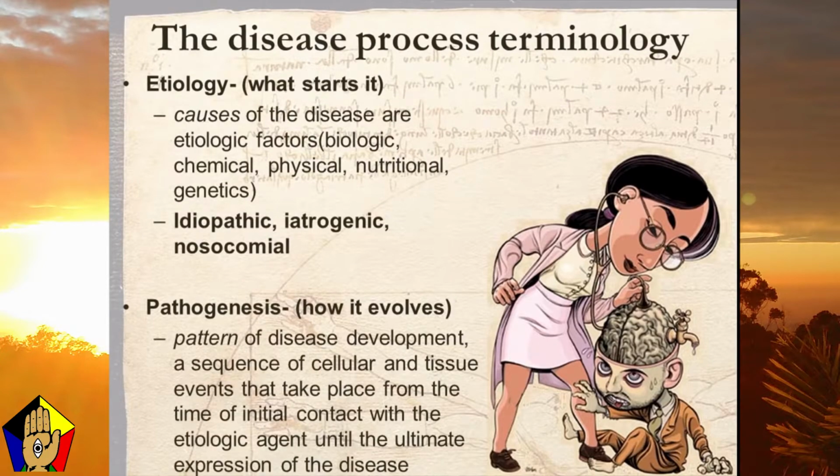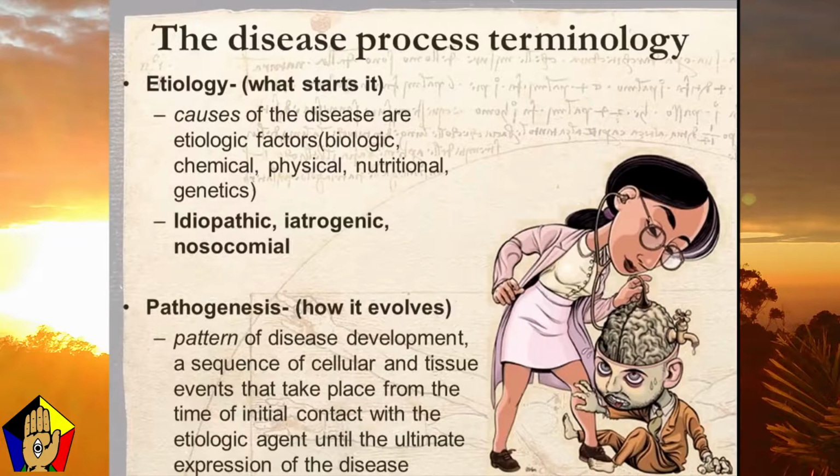All right. The next group is the terminology of etiology versus pathogenesis. The easiest way to remember this is etiology is what causes it. Pathogenesis is how it changes. So technically the etiology is, was it a chemical they were exposed to? Was it a virus, a bacteria they were exposed to?